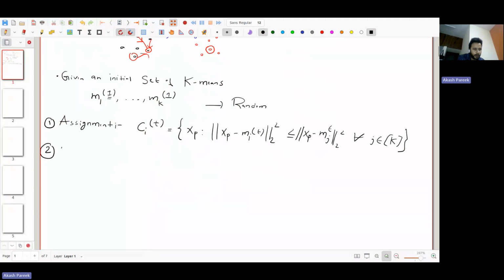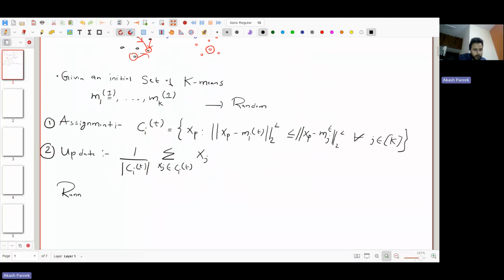Now you recalculate the cluster center, which is the update step. You just see what the cardinality of the cluster is, and you're just doing the average. Okay? And you keep repeating this process until the algorithm converges. Okay?